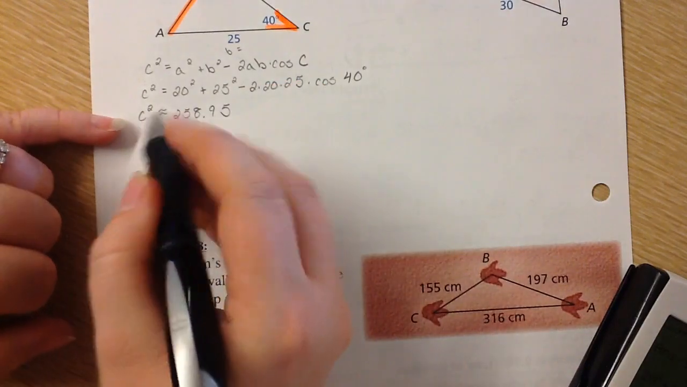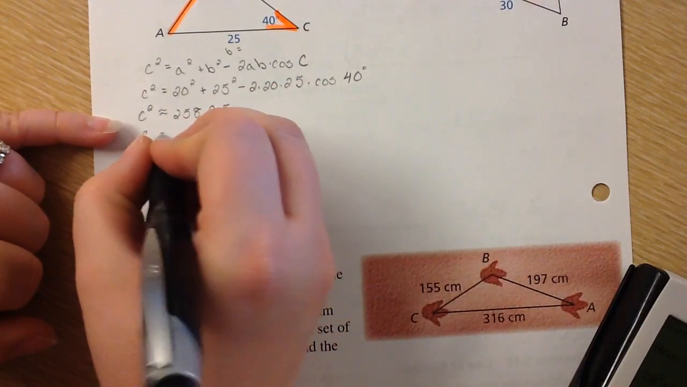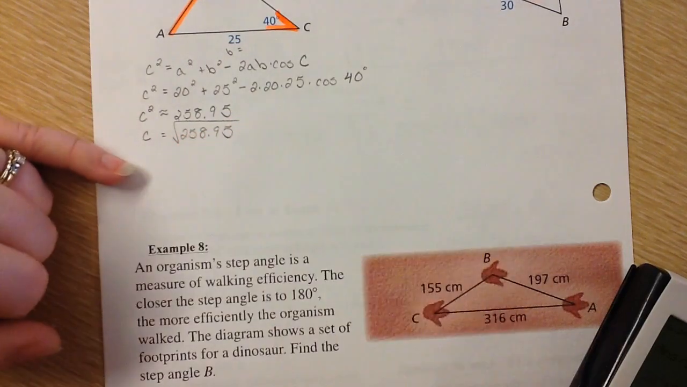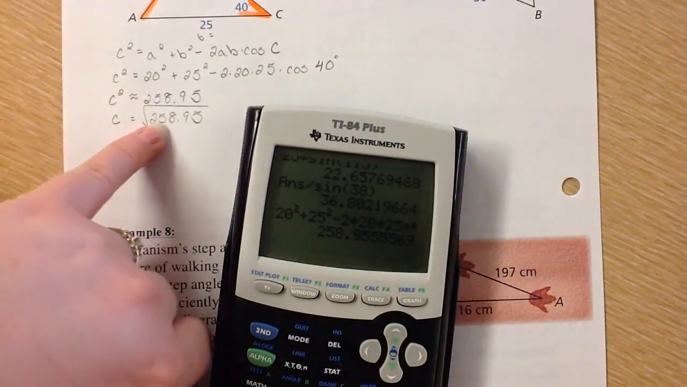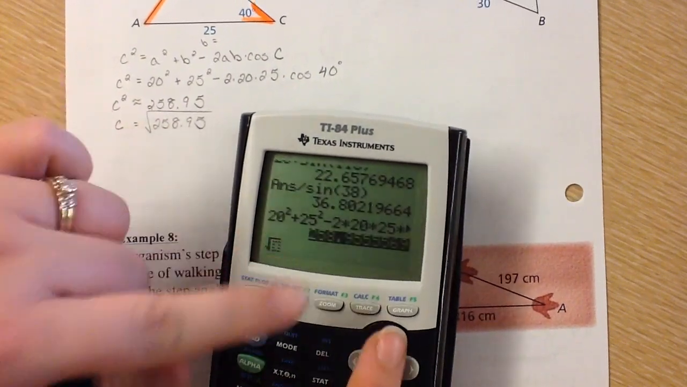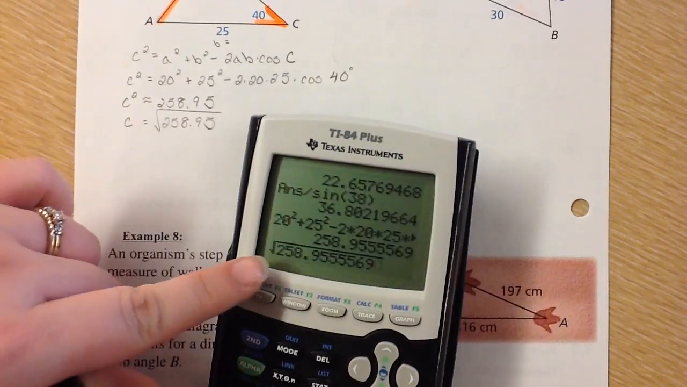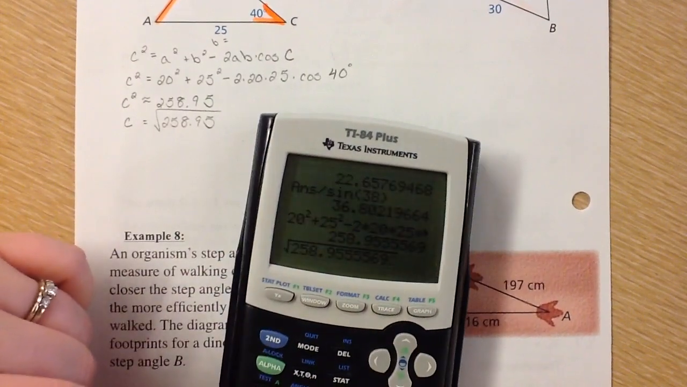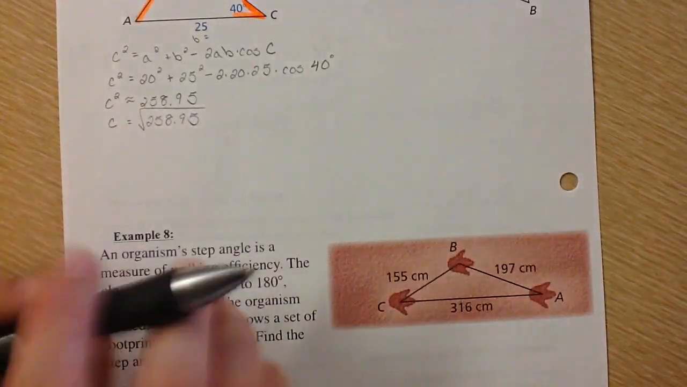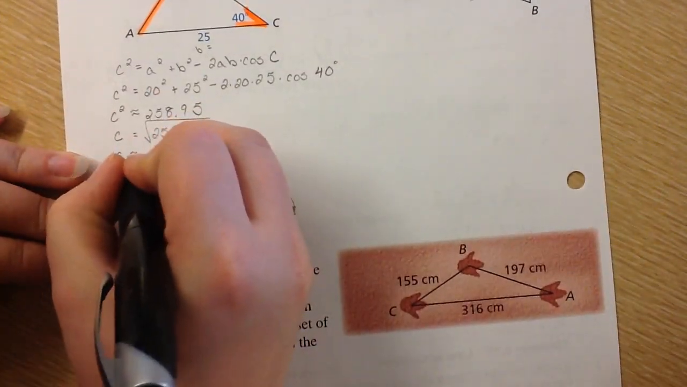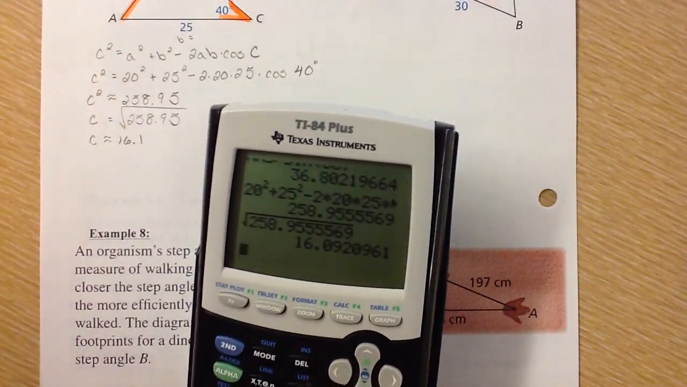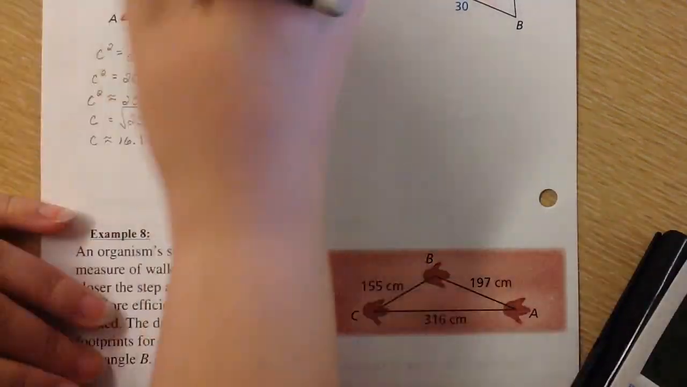Again, that's what c squared is equal to, so c would be equal to the square root of that. I don't want to do any rounding, so I'm not going to take the square root of 258.95. I'm going to type in square root and arrow up and grab that, so there's no rounding involved. It gives me the whole thing. Hit enter. So c is approximately 16.1, if we go to the nearest tenth. Now we know this side.